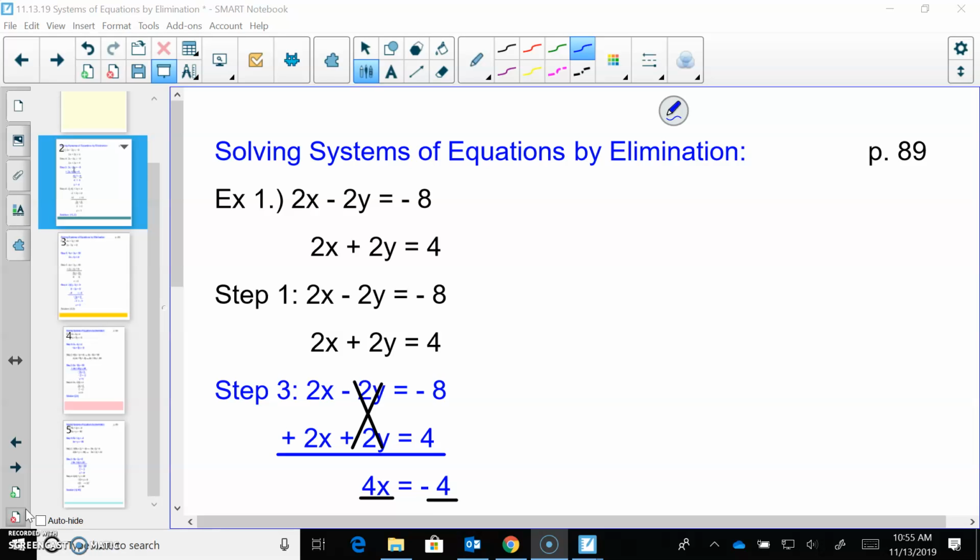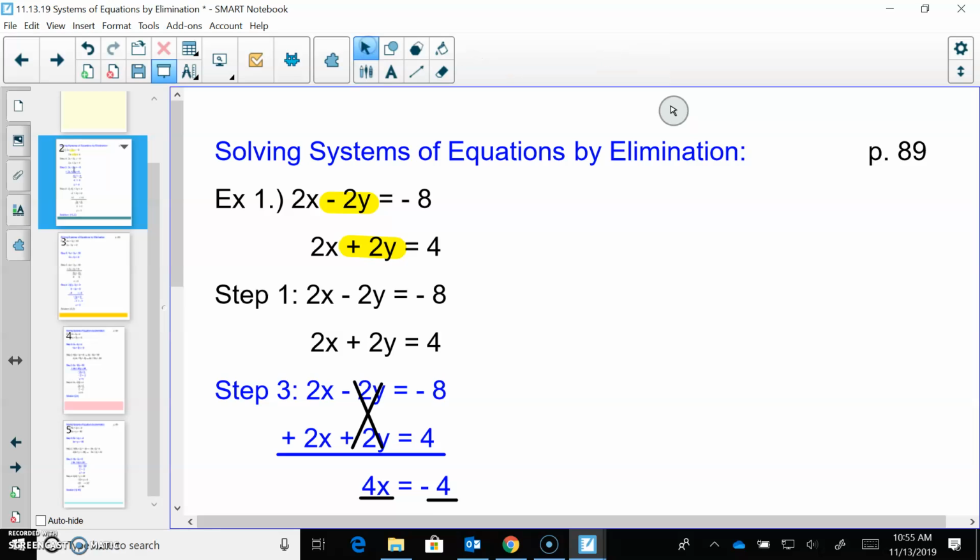So for this first example, if we take a look at our y's, I have a negative 2y and a positive 2y, so those are going to be the ones that we're going to end up eliminating. For step one, all you got to do is make sure that the variables are lined up. The x's are lined up, your y's are lined up, and then the numbers at the end. Luckily, it was already lined up from the beginning, and because we have the same coefficient and opposite signs, we could skip step 2 and go to step 3.